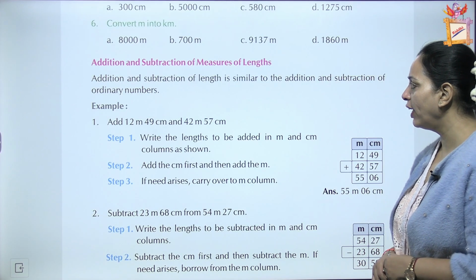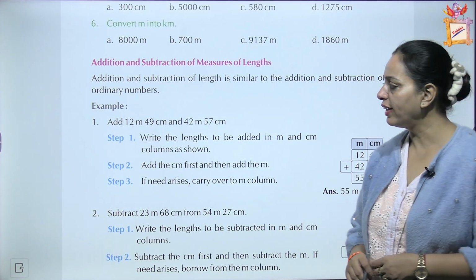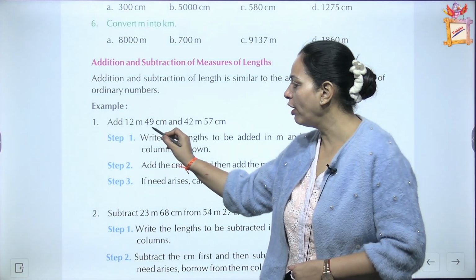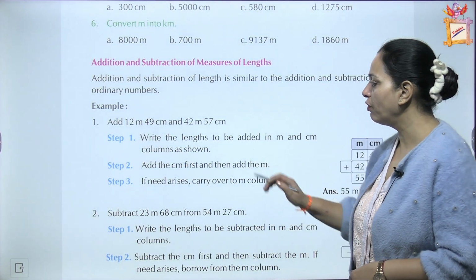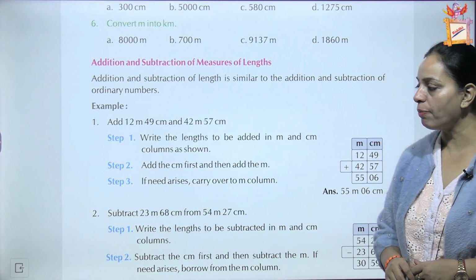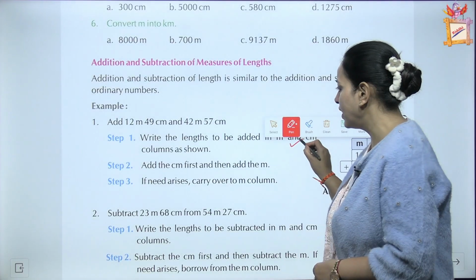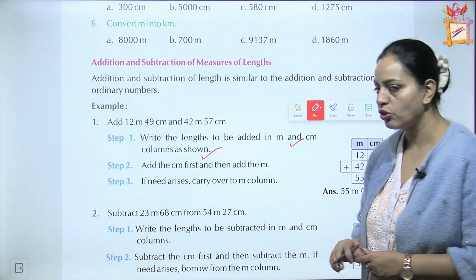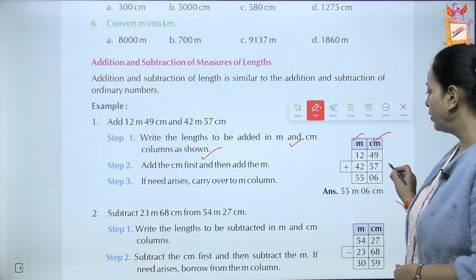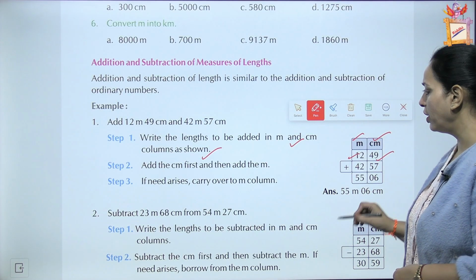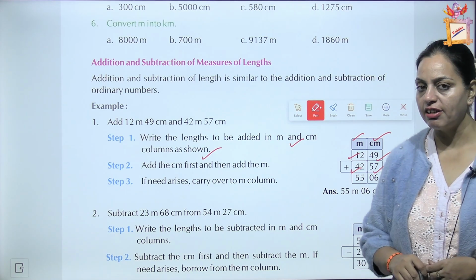Now addition and subtraction of measure of length. Addition and subtraction of length is similar to the addition and subtraction of ordinary numbers. Like example first, add 12 meter 49 centimeter and 42 meter 57 centimeter. So step 1, write the lengths to be added in meter and centimeter columns as shown. So we will make columns of meter and centimeter. Write the numbers 12 meter 49 centimeter, then 42 meter 57 centimeter.